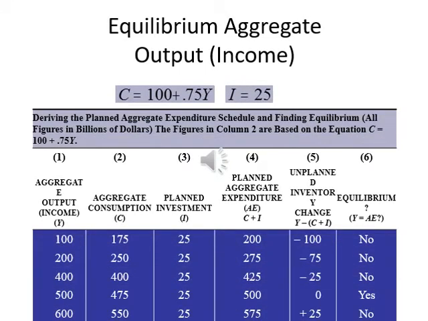Equilibrium aggregate output, income. C equals 100 plus 0.75 times Y and I equals 25. Equilibrium occurs at Y equals 500 in the table.